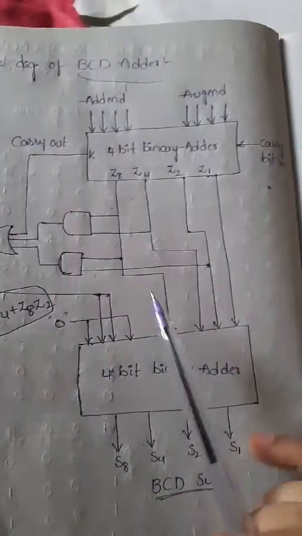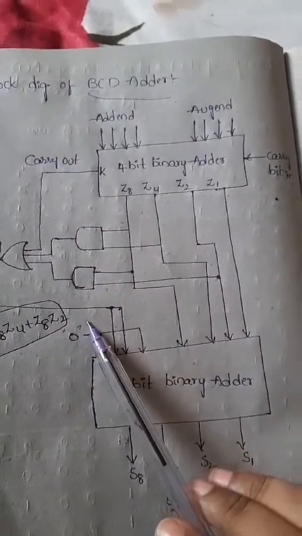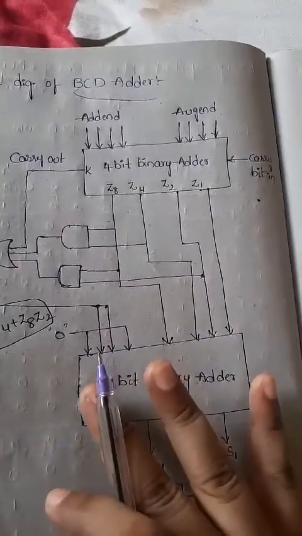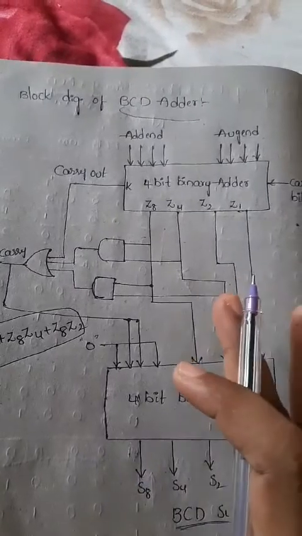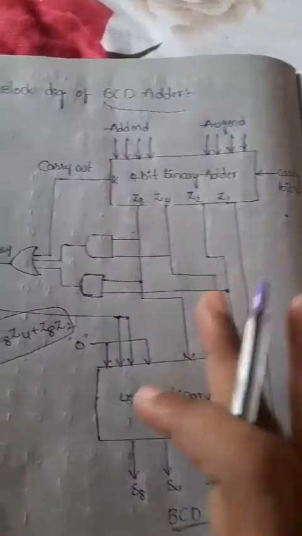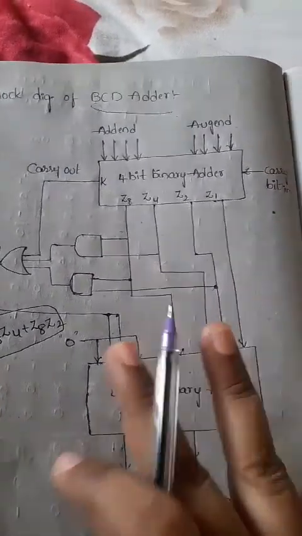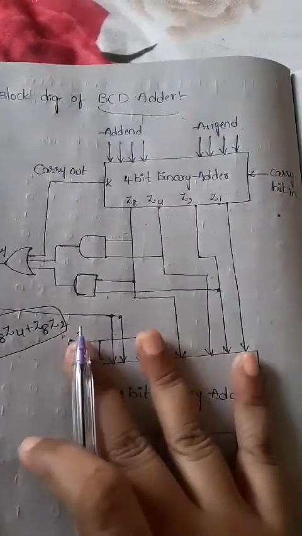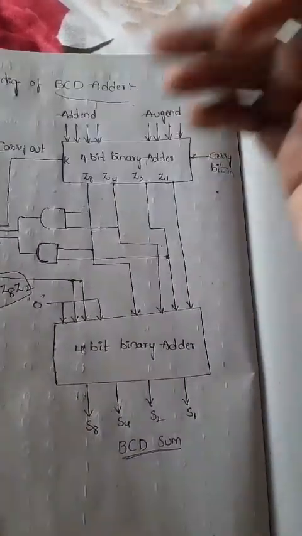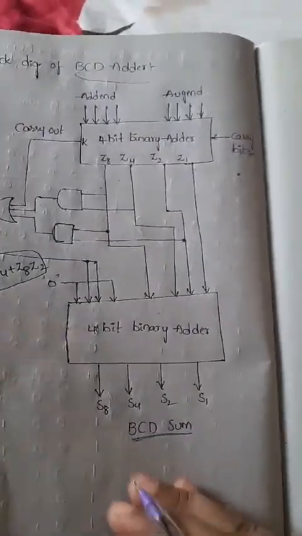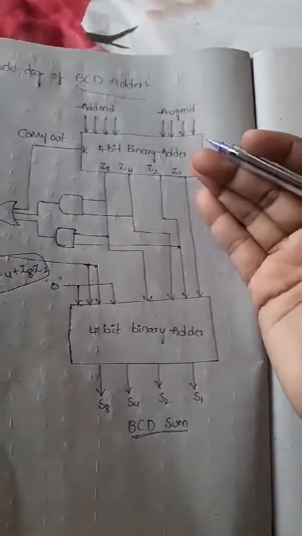Okay, so now we will see how we are going to add and what we are going to add. We are going to add here a binary sum. You are going to give inputs and finally we are going to produce the BCD sum. That means we are giving the input as binary and we are getting the output as BCD. So how we will represent that binary converted into the BCD, now we will see here.